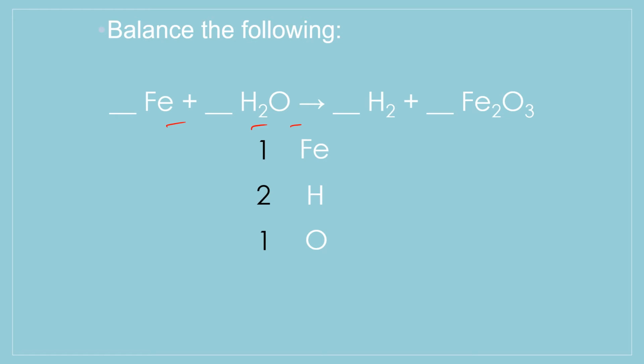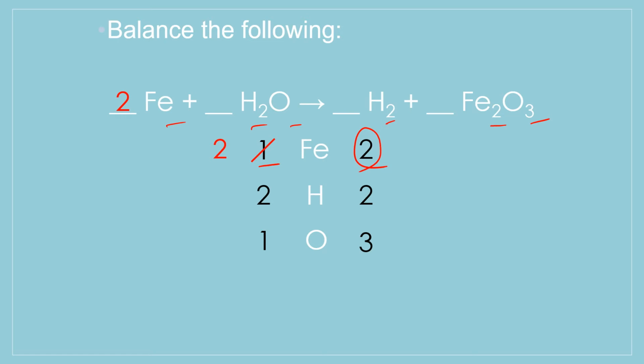Now on the other side, Fe has 2, and I found it by looking here. H has 2, O has 3. So now we start at the very top, and we ask ourselves, looking at the smaller number, what number times 1 gets me this number here, 2? The answer is 2, y'all. So 2 times 1 gets me 2. We are good to go. That's balanced. Now H. Both of them are 2.